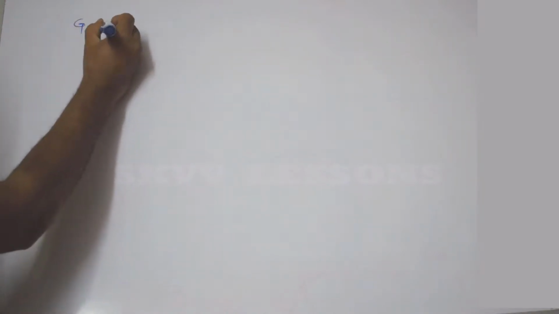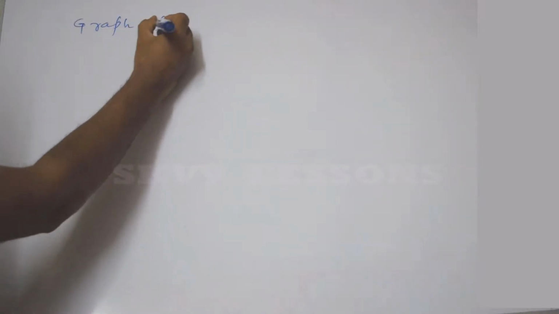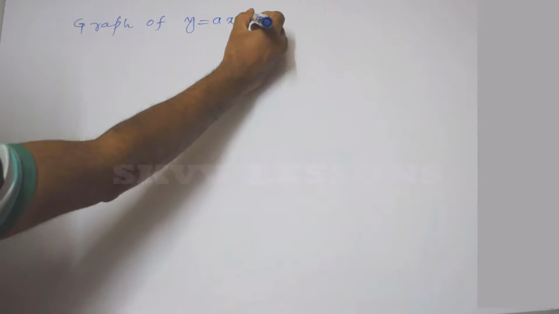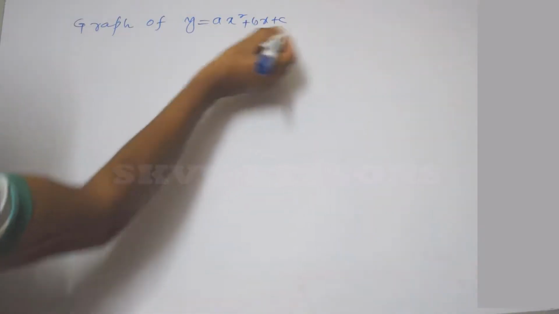Today I'll explain the graph of the quadratic expression y equals ax square plus bx plus c. You see, y equals ax square plus bx plus c is a quadratic expression where a is not equal to 0.